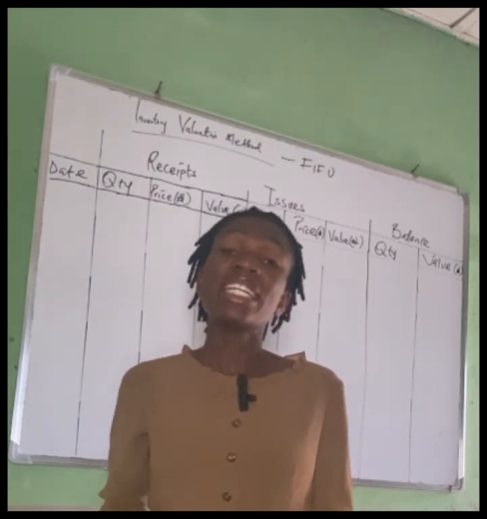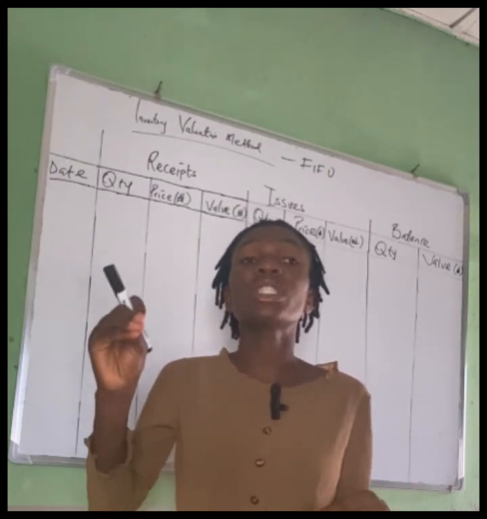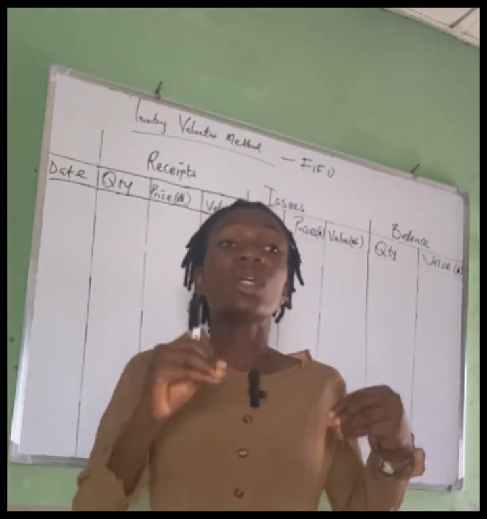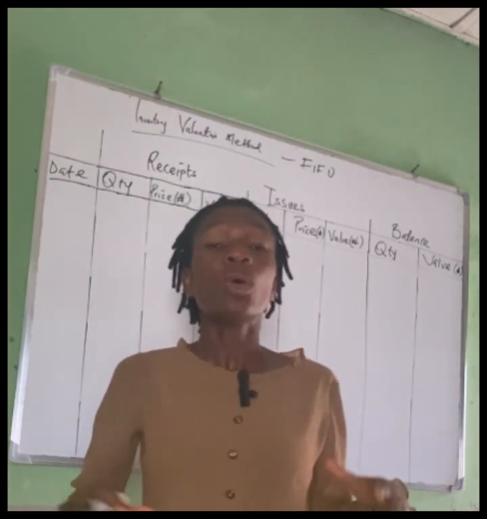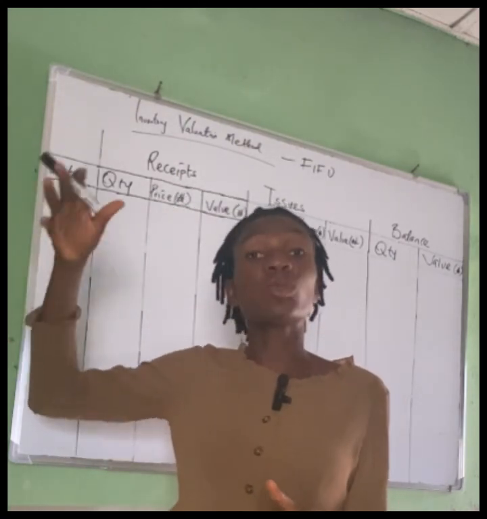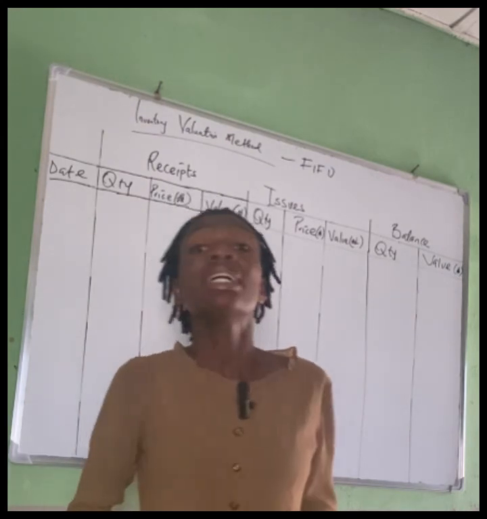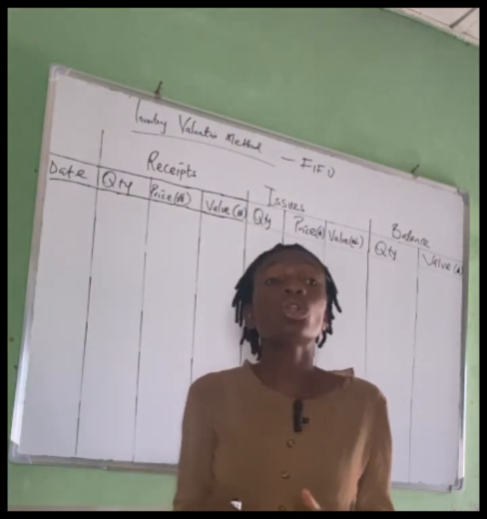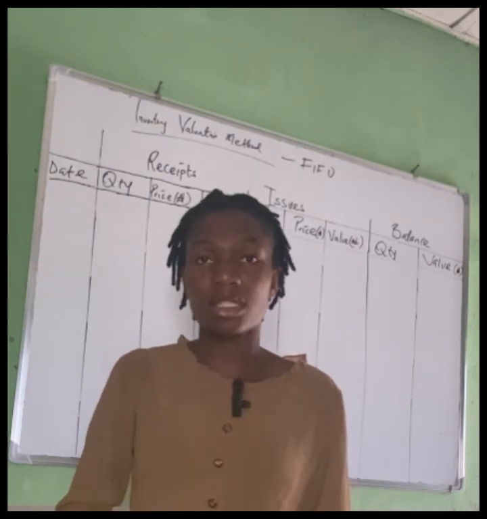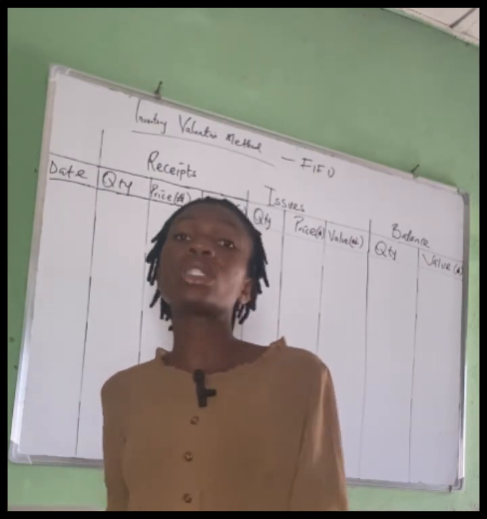So in the case where issues are made, we treat them based on the goods that came in first, and we are issuing at the value at which they were purchased. Are we together now? So the FIFO believes that we ought to issue those goods that were purchased first, before issuing other goods.